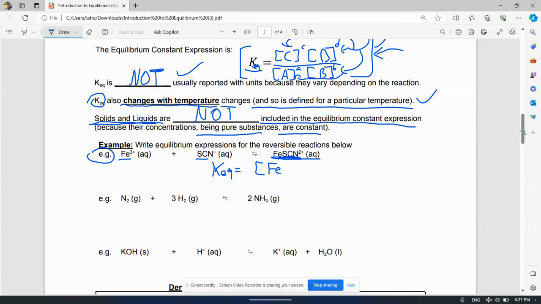So the concentration of FeSCN 2+ aqueous, divided by, now we make sure there's no coefficient, or there is, it's a 1, so it's to the power of 1. I don't really have to write that down. The concentration of the reactants multiplied by each other. So SCN minus aqueous, again to the power of 1 here, times Fe 3+ aqueous to the power of 1 again. So I was able to include all these terms in the equilibrium expression because they were all aqueous. But remember, if they were solid or liquid, I would not have included those terms in that expression.